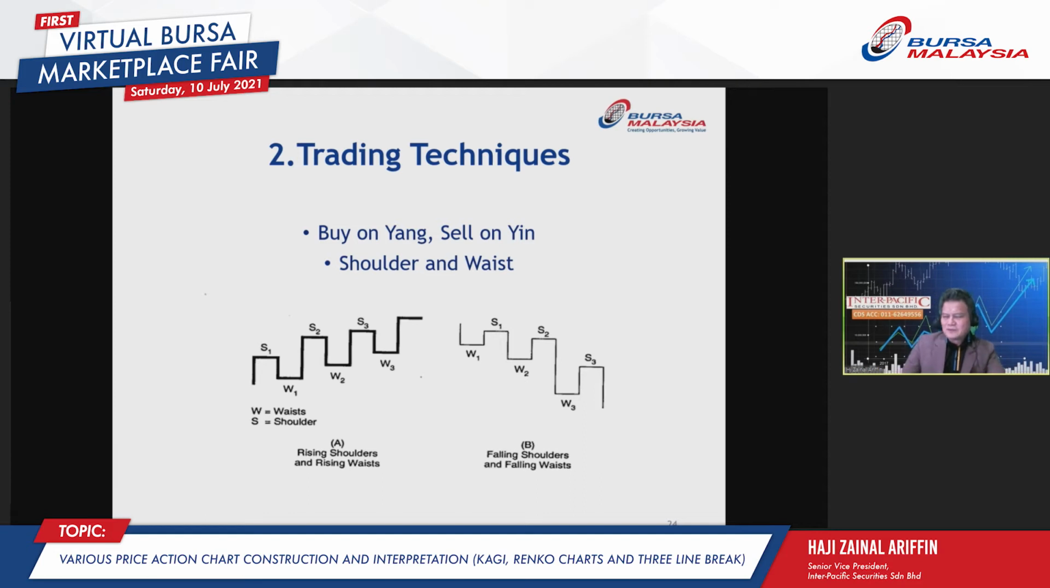So it's very simple. There is what we call a waist and shoulder, which means at the bottom, when the price comes down and goes up again, in a normal chart we call it peak and trough. Here we call it waist and shoulder. So it's basically the same. If you have learned about charting, it's the same thing, but the name is different. So you buy on yang, sell on yin.